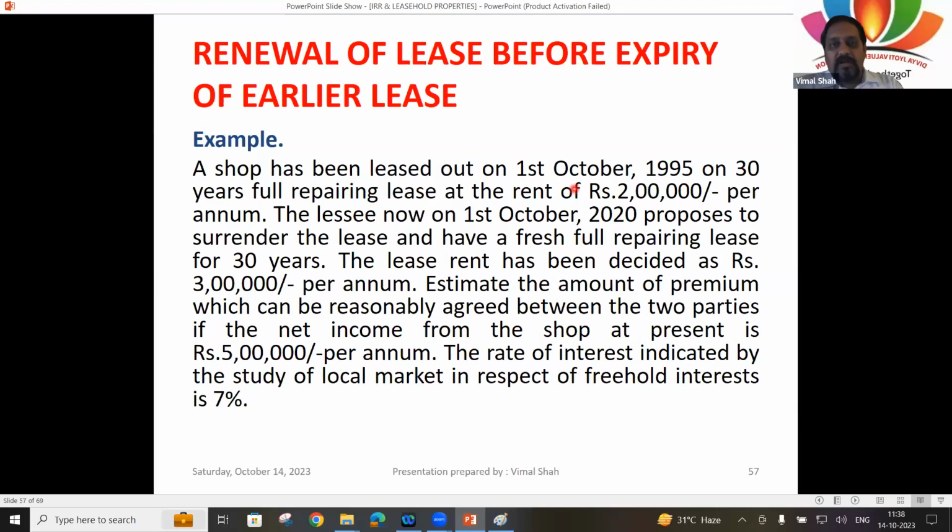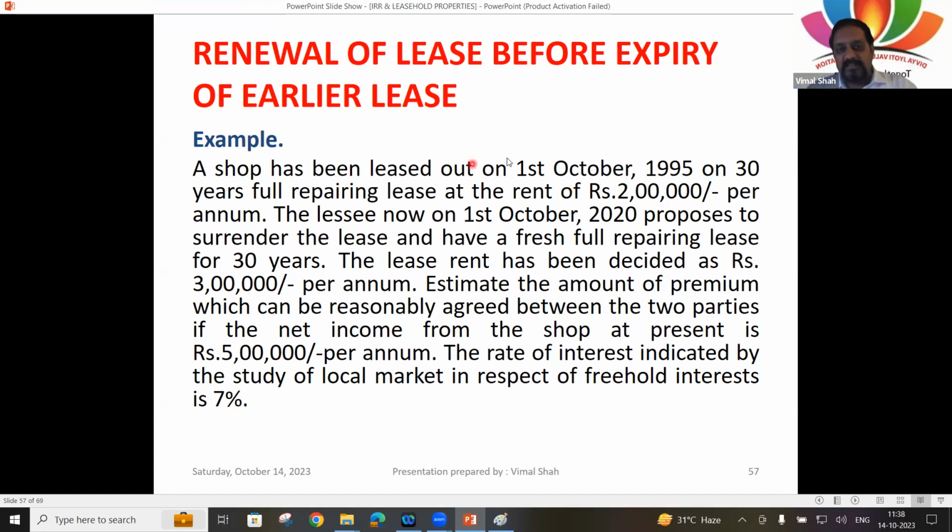Okay. Now, renewal of lease before expiry of the lease. The lease has not expired. In between, the lessor and lessee want to agree to a new rental term. Then how will we calculate?